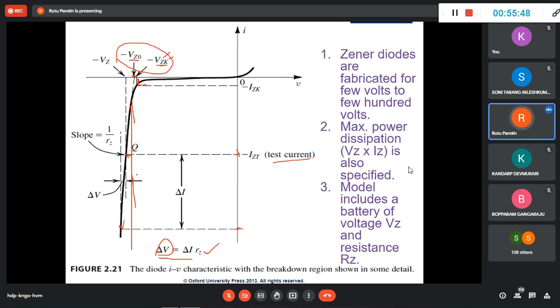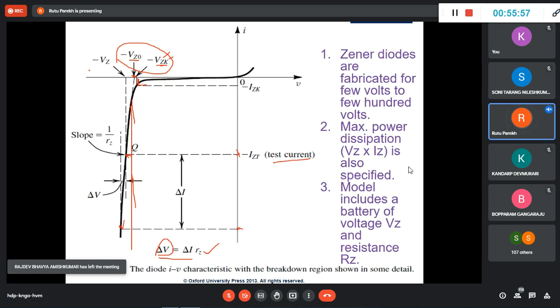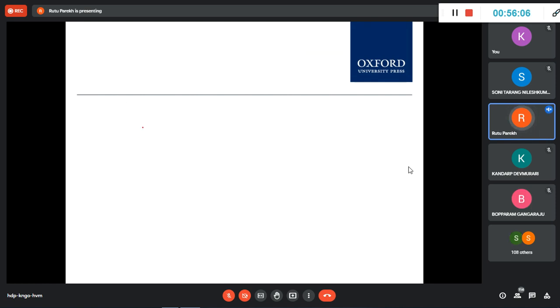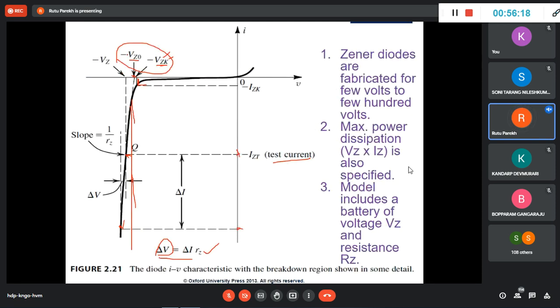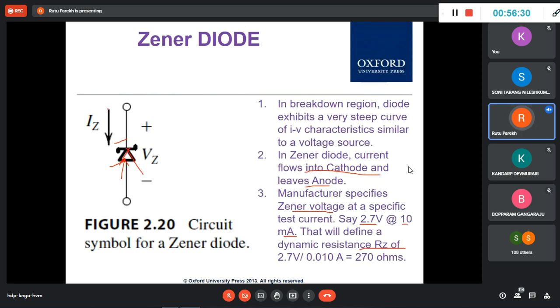And this model will be given if you want to show a model for this. Then it is VZ0, this voltage, that is this VZ. So the Zener voltage VZ is this VZ0, and then this resistance is involved. The total voltage is IZ RZ. So this VZ is VZ0 plus IZ RZ, where IZ is the current that is flowing through this.